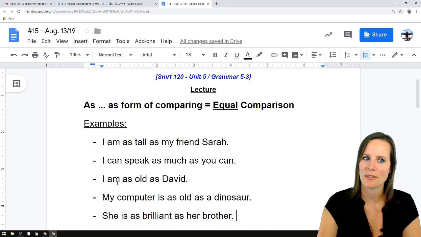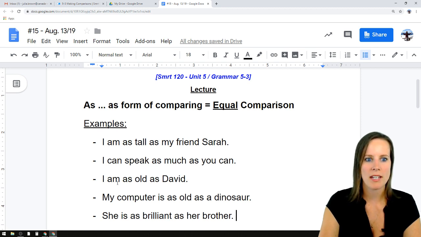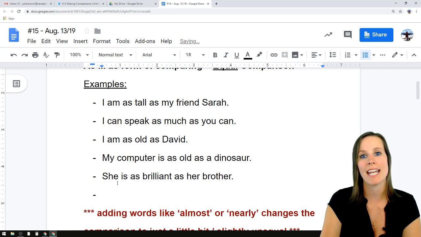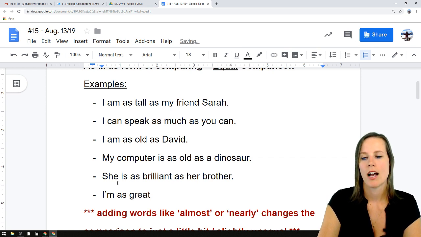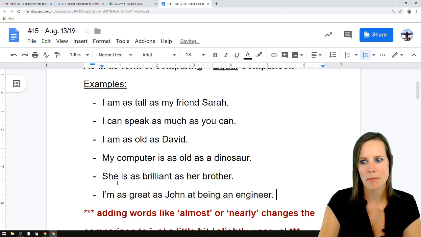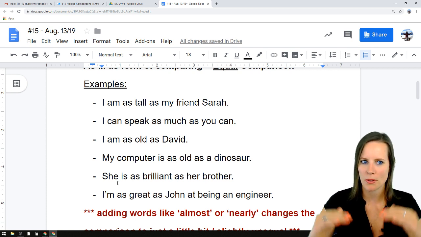Basak, which expression are you talking about? But no problem. Farah, I'm as tall as my sister. Good. Yusuf, I'm as engineer as John. So engineer is a noun and not an adjective. So you'd have to change your sentence a little bit by saying, for example, I'm as great as John at being an engineer. That means you're both equal.